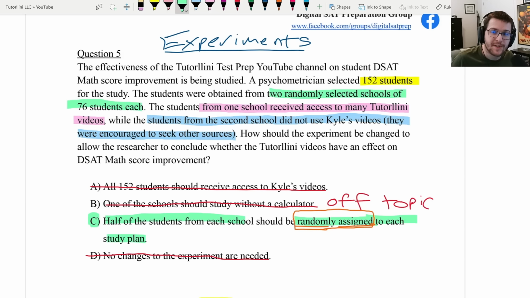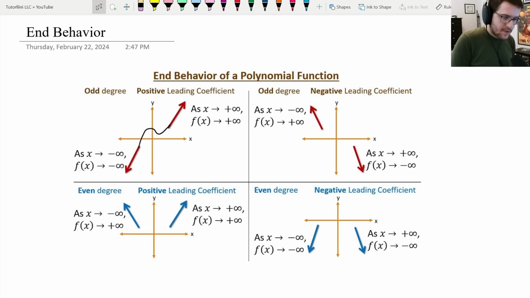All right, let's move on to question 6. Okay, guys. So the next question expects us to know a little bit about end behavior. So I just pulled this up from Google Images really quick to save myself some writing. We'll go back to the worksheet in a second.